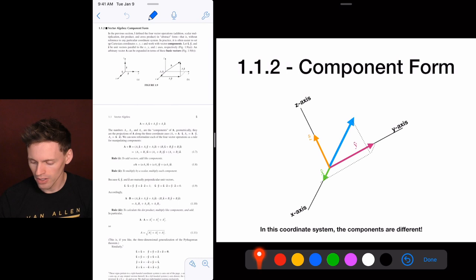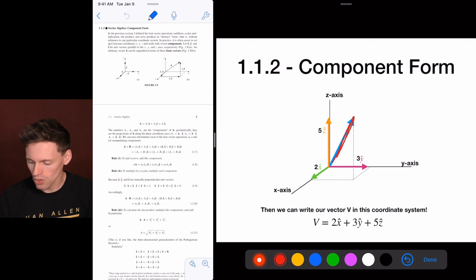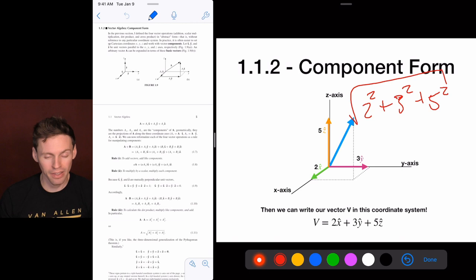So if this vector v was 2x plus 3y plus 5z, the magnitude of that vector, the length of that vector, would be 2 squared plus 3 squared plus 5 squared, and then square root that. And that would be the length of that vector. The length of that vector is unchanging as we change our coordinate system. So whatever that number is, that's the length of that vector.